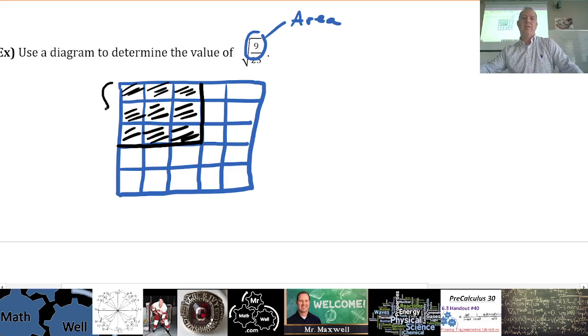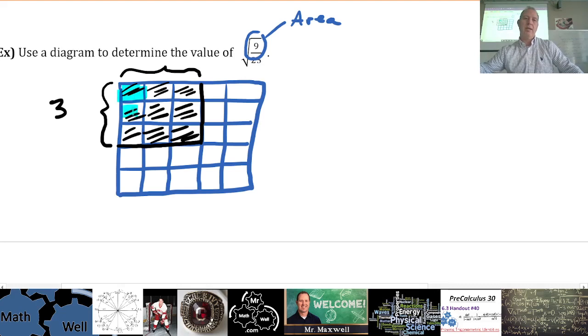The key is right here: the side lengths of this square. So we make a square, and then what's the length of the sides here? They're 3 something. 3 what? 3 squares? Now, 3 25ths? Or something else? Okay, look at this.